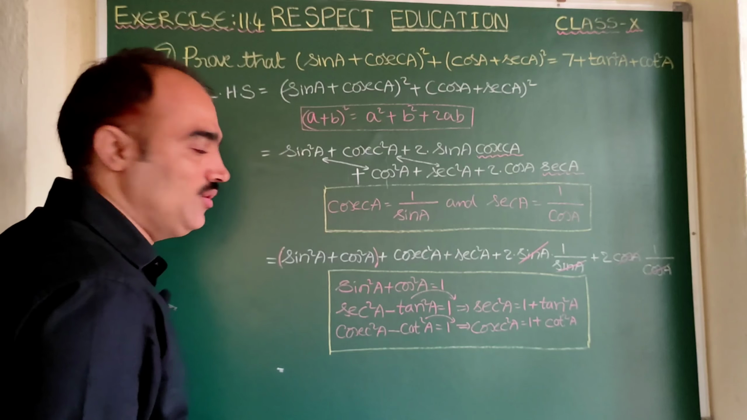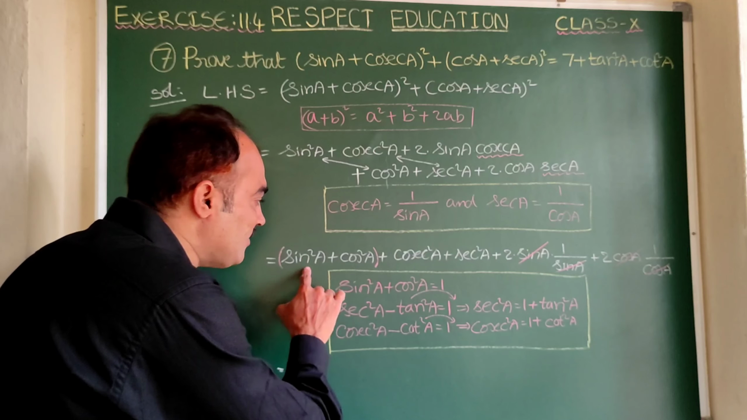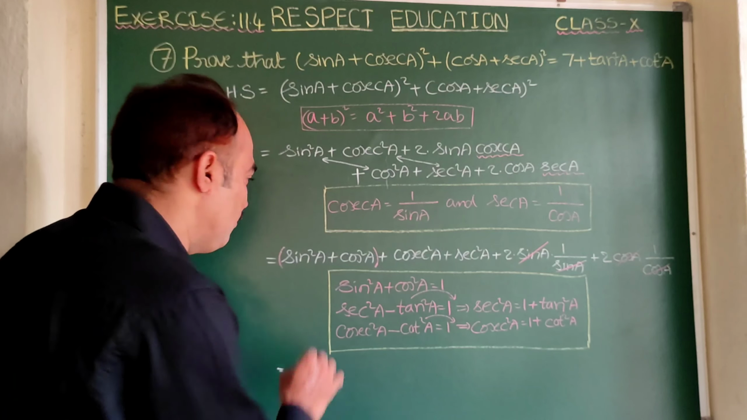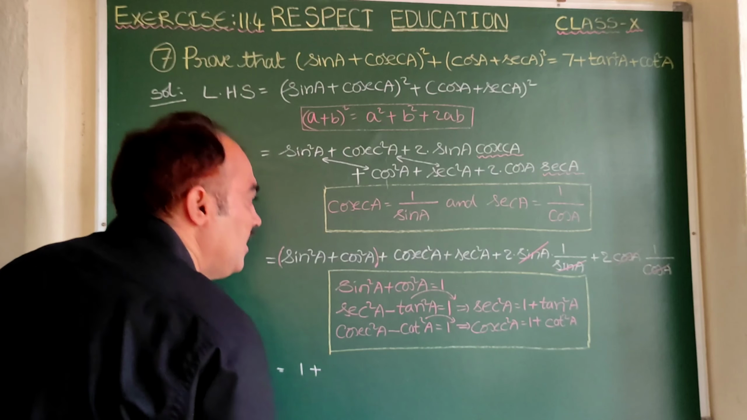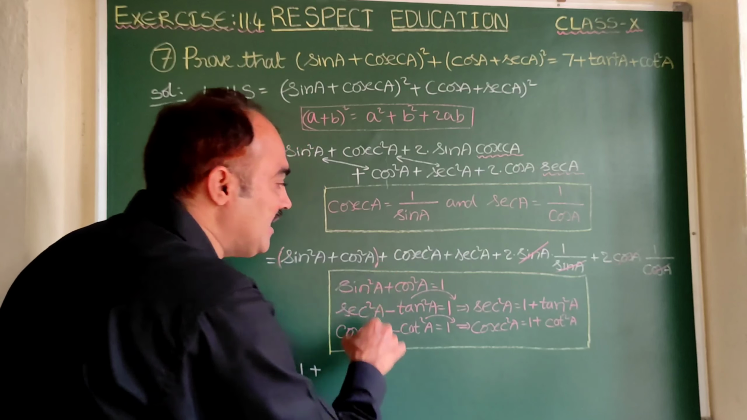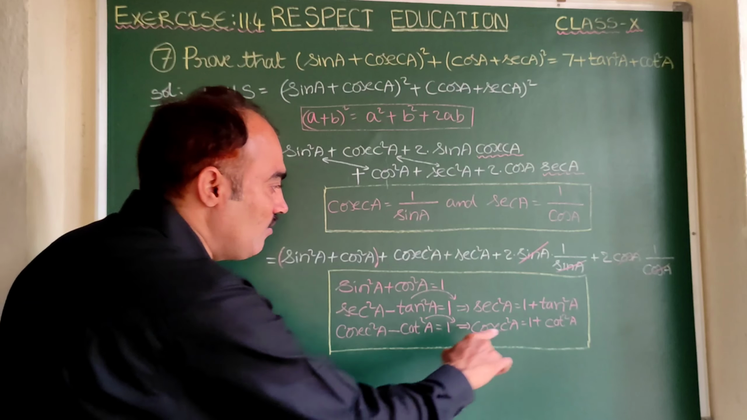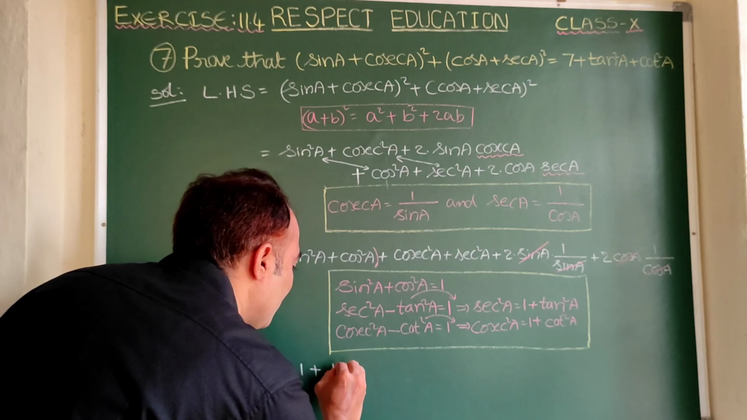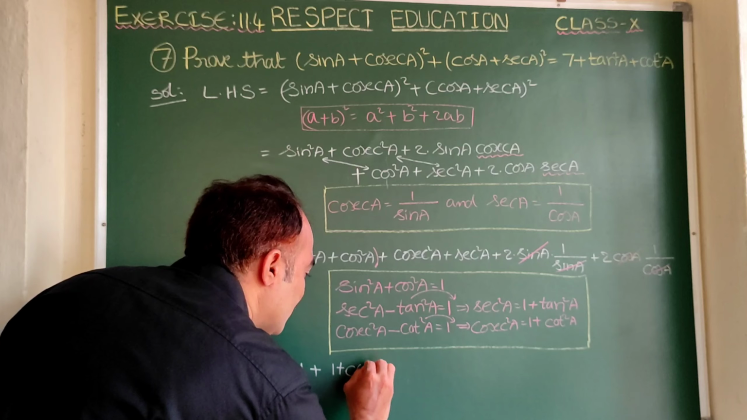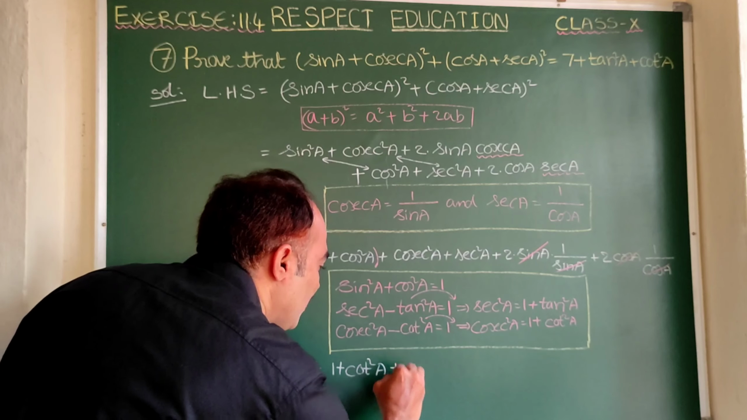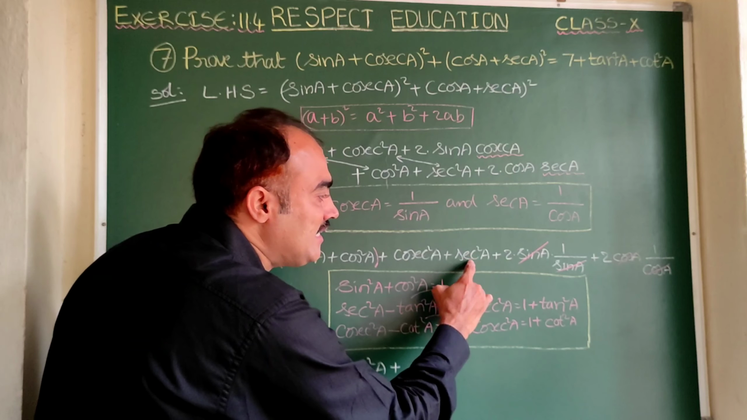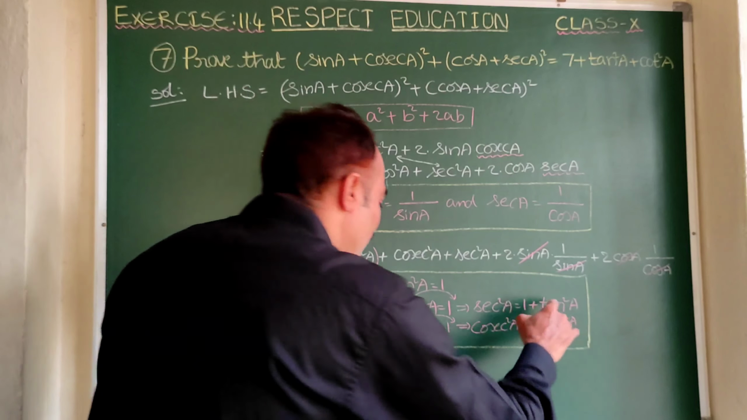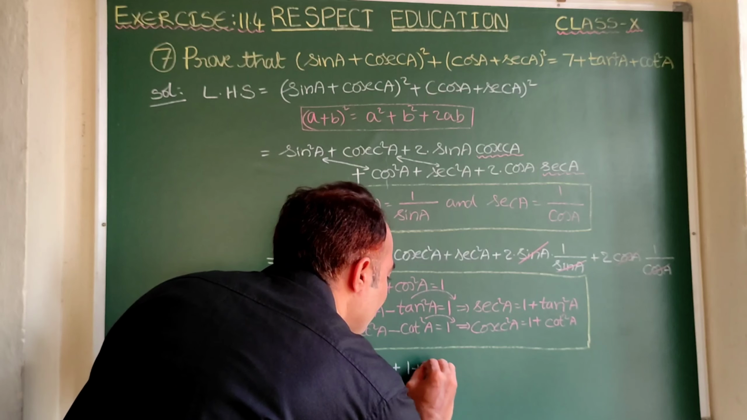Now here, based on this, you answer me. What is sin square A plus cos square A? 1. So this can be replaced with 1 plus. What is cosecant square A from this list? 1 plus cot square A. Plus, from these formulas, what is secant square A? 1 plus tan square A.